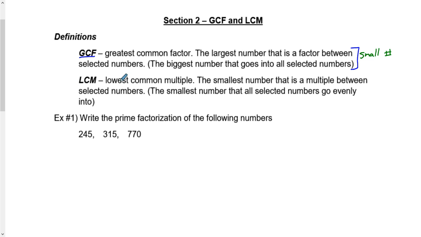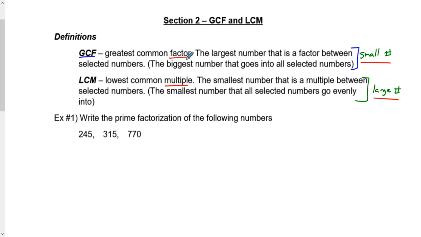whereas the LCM, or the lowest common multiple, is the smallest number that is a multiple between selected numbers. The smallest number that all selected numbers go evenly into. And this one is actually a large number. And where it comes into what a small number and large number are is talking about what a factor is and what a multiple is.